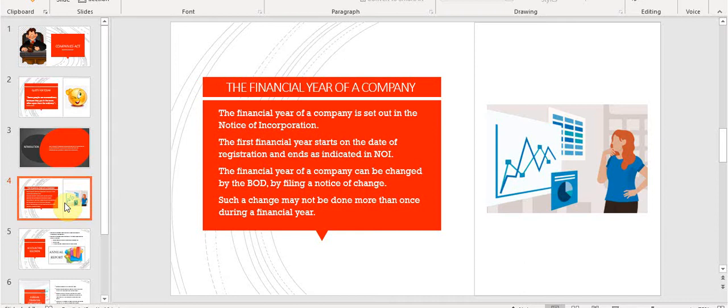The financial year of a company can be changed by the board of directors, but then they need to file a notice of change, and such a change may not be done more than once during a financial year. I've not often seen that they change financial years of a business. If they keep changing it, the auditors will ask some questions, or accounting officers who do independent reviews will definitely raise questions around it.